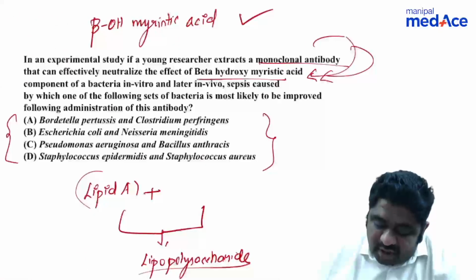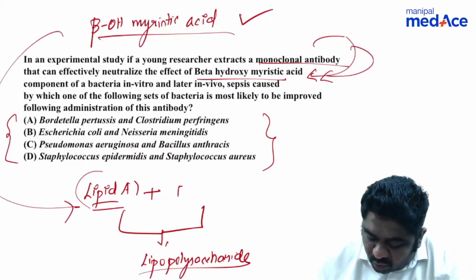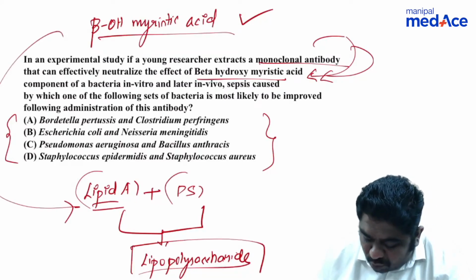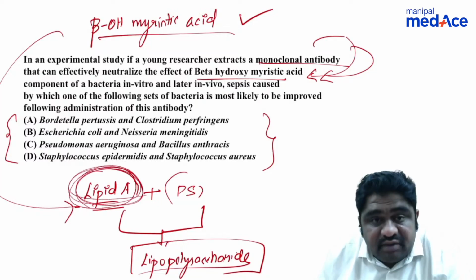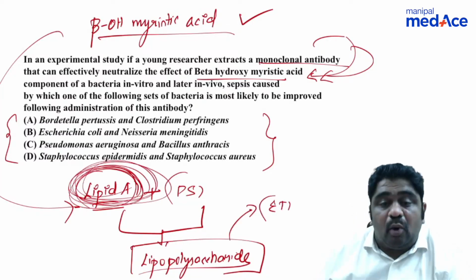Here you are speaking about beta hydroxymyristic acid, which is the lipid A. Along with that, if polysaccharide is present, it is lipopolysaccharide. Only if it is lipid A, this lipopolysaccharide is endotoxin. Now, what is the question?